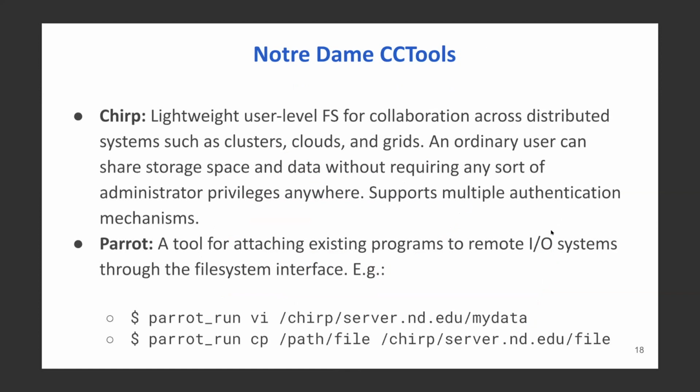Chirp is a lightweight user-level file system, and it's used for collaboration across distributed systems such as clusters, clouds, and grids. It allows an ordinary user to share storage space and data without requiring root privileges. And it supports different authentication mechanisms. Also there is Parrot, which is a tool for attaching existing programs to remote I/O systems through the file system interface, and this Parrot tool is integrated with Chirp. So if you have Parrot, you can do things like the commands below, like parrot_run and then vi, or copy files from somewhere to somewhere else using the Chirp protocol easily.